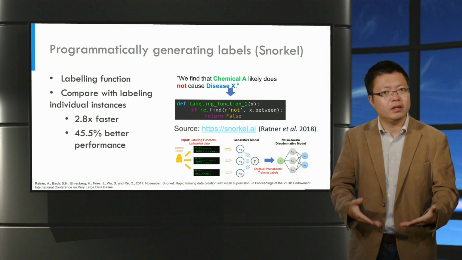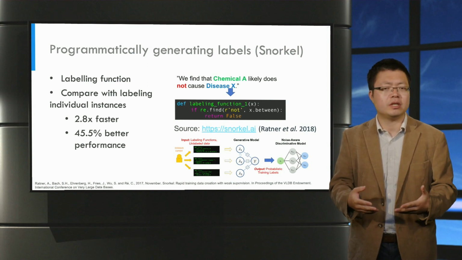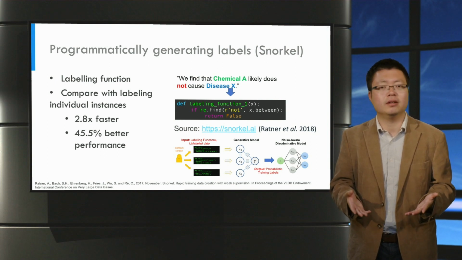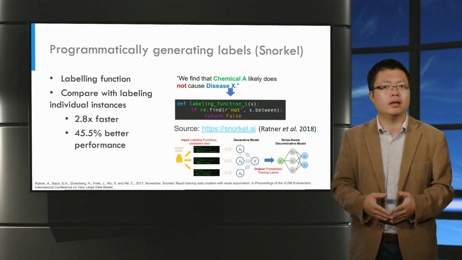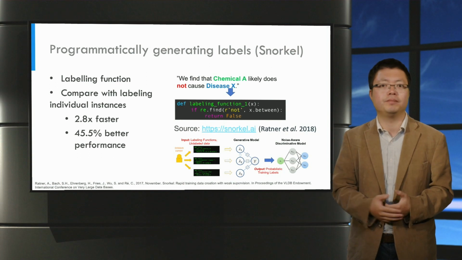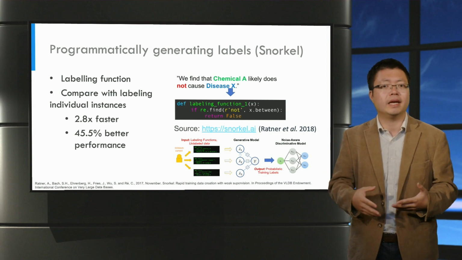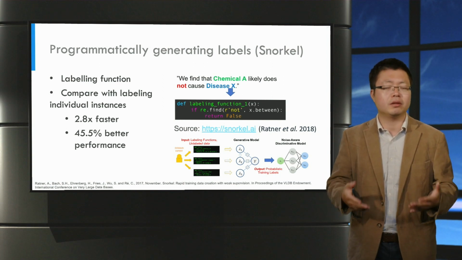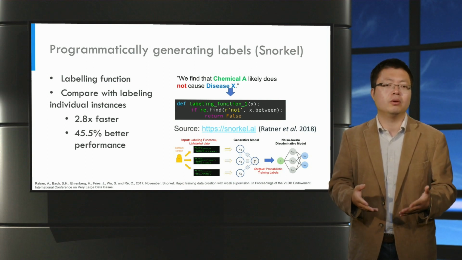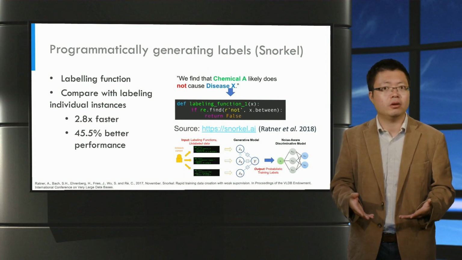Compared to labeling individual instances, this is more efficient. And in fact, in some experiments, researchers have found that this approach is 2.8 times faster than labeling individual instances. And the larger number of labels also results in better model performance. Stanford has recently developed a system that allows us to aggregate many labeling functions by learning the accuracy of individual functions and the correlation between them. This is similar to learning worker reliability, but here, the target is to find the reliability of labeling functions.